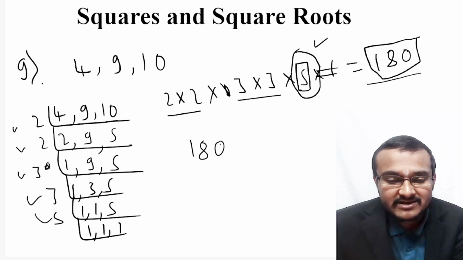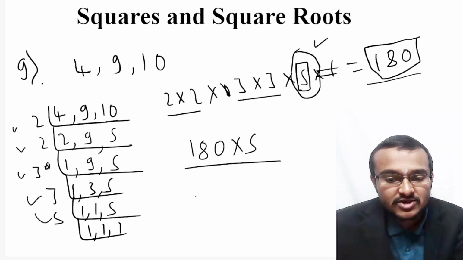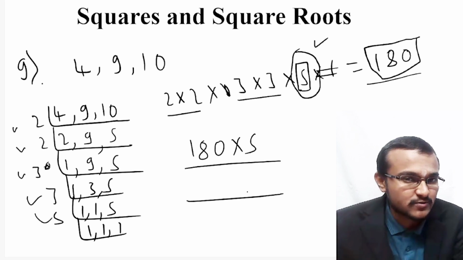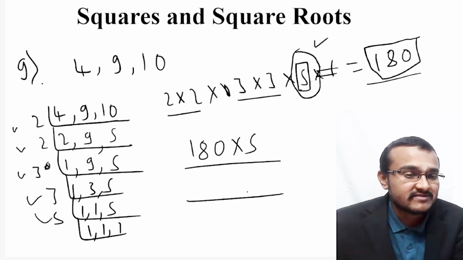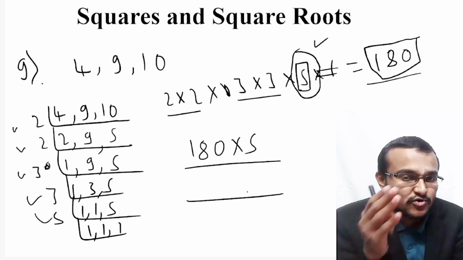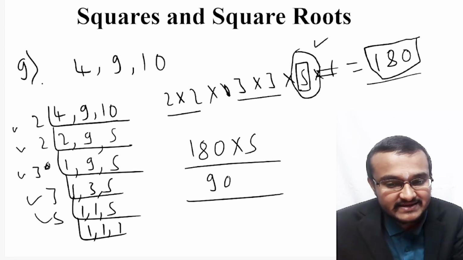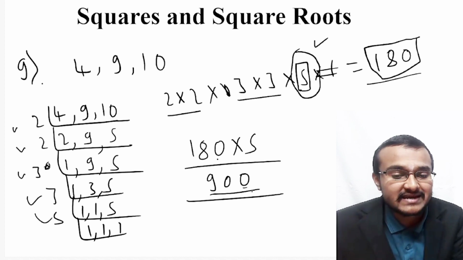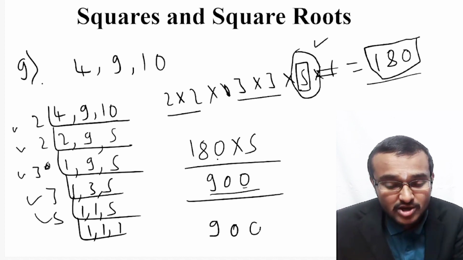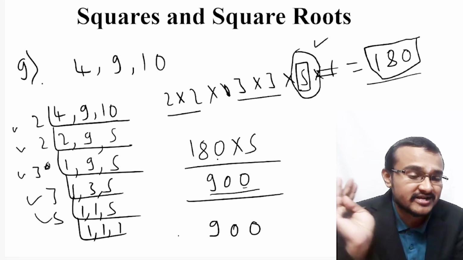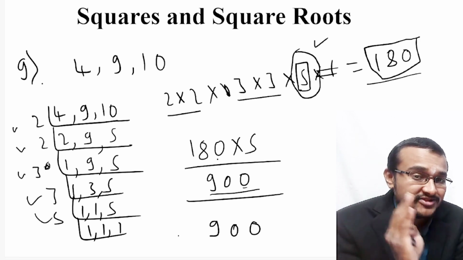So now that 5, if you multiply with 180, you will get the smallest perfect square number which can be divisible by all three numbers, that is 4, 9 and 10. So 180 into 5 will be 18 5s are 90, 900. So 900 is the smallest perfect square which is divisible by all three, that is 4, 9 and 10.